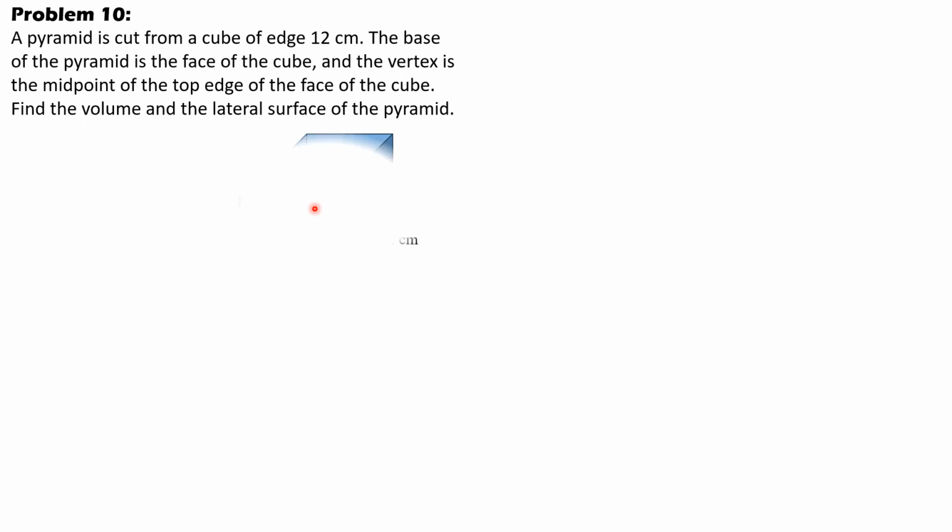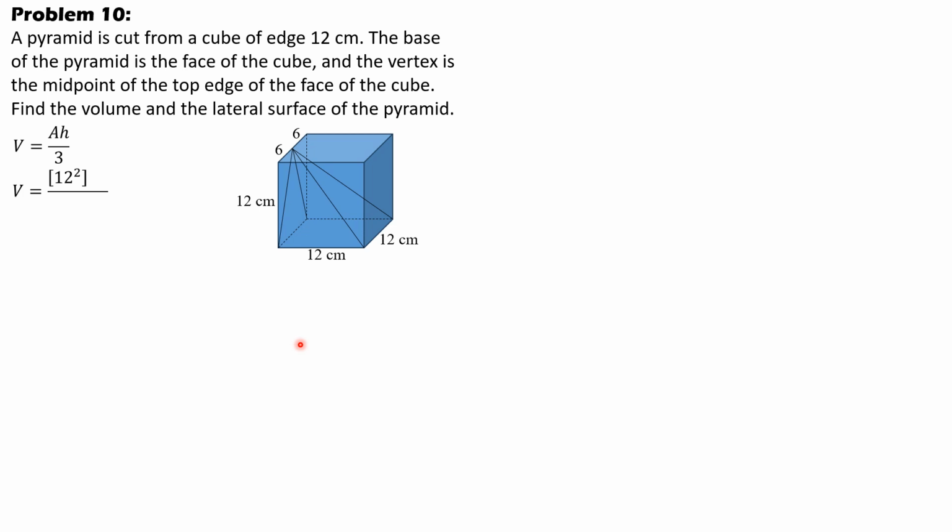So let's have the figure shown here. So this is the pyramid. So this is 6 because that's the midpoint. Half of 12 is 6. So for the volume, it is 1/3 area of the base, which is a square, times height, which is 12 also. So substitute, area is 12 squared, height is 12. So 12 squared times 12 over 3. So the volume is equal to 576 cubic centimeters.